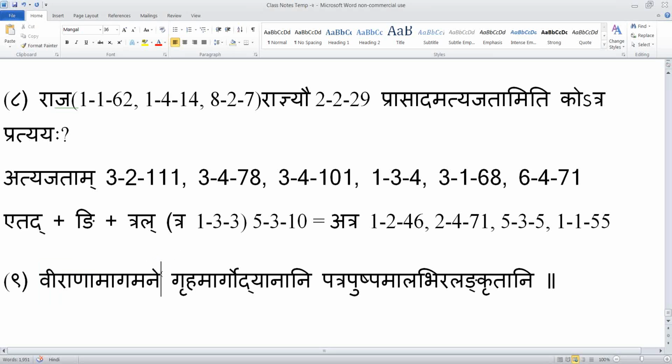I think this Saptami is probably Agamana Samaya, at the time of the arrival. I don't think it's... what kind of Saptami is this? What do you think, Indu? What kind of Saptami is this, Indu?